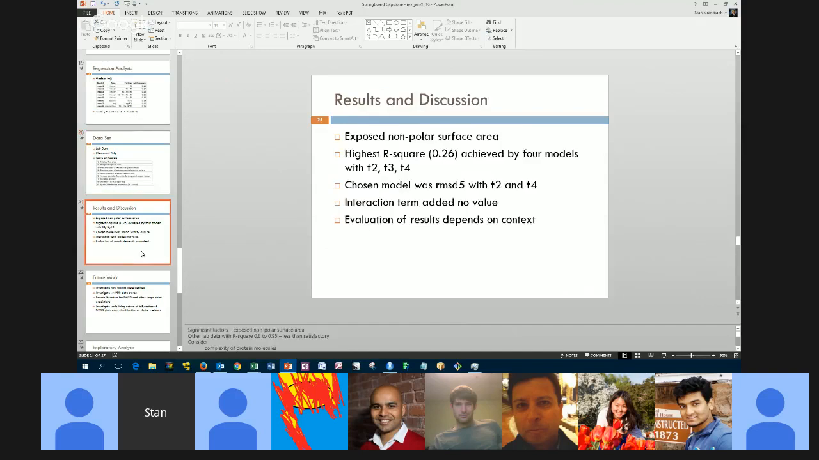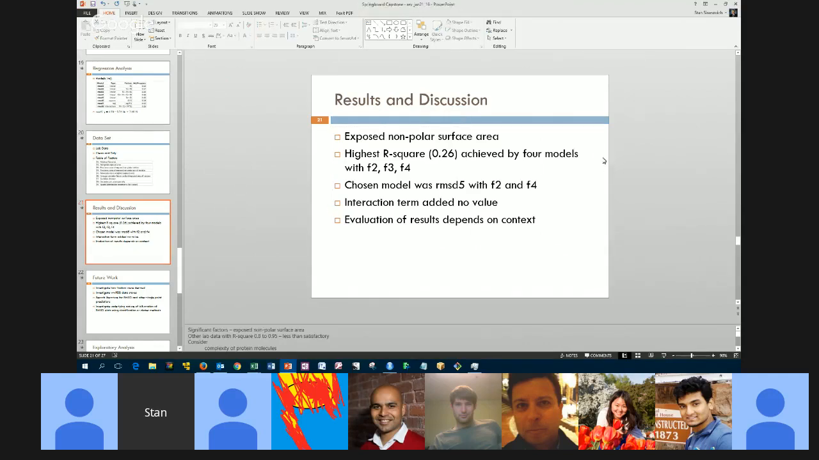So, results and discussion. What can we learn from this? Well, first of all, the exposed nonpolar surface area seems to be what's really significant here. Our highest R-square is 0.26, and that was achieved by 4 models. And again, it was with our factors F2, F3, and F4. They were all our old friend here, some manifestation or some calculation based on a nonpolar surface area of some sort. So that's obviously important.